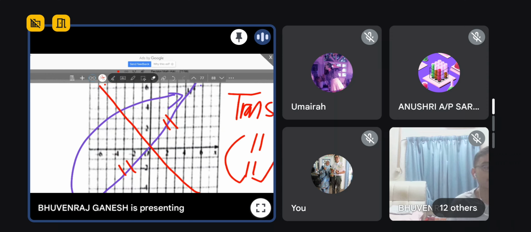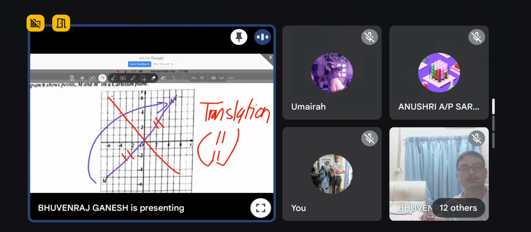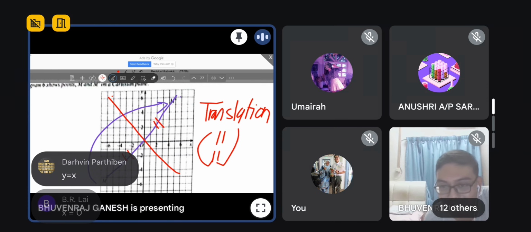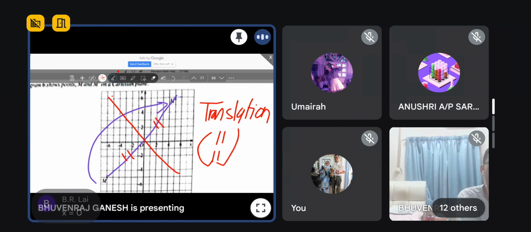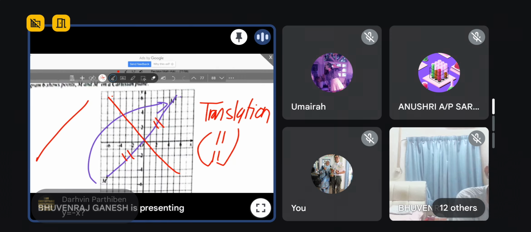Guys, what is the equation for this line? Apa persamaan garis ni? I think you're quite familiar with this. Kamu pernah kenali? It's not y equals x, not x equals 0. Darwin, very close already. Y equals x is like this, slant to the right, condong ke kanan. No, that one is totally opposite. Gradient. Yes, the answer is y equals negative x.